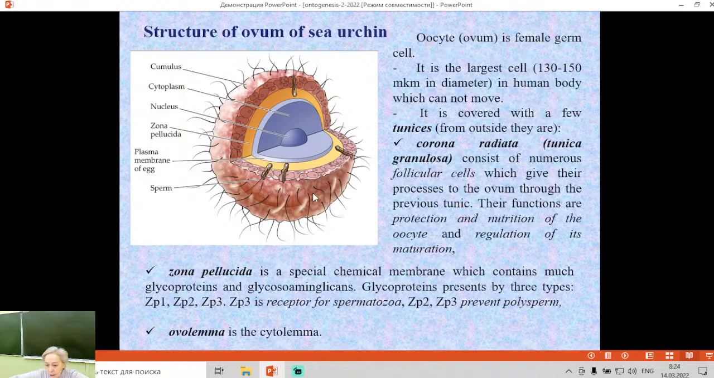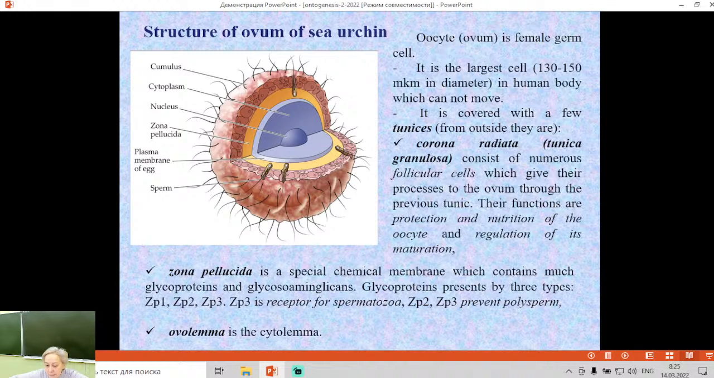The first tunic, corona radiata, purple on this slide. You see a lot of follicular cells in corona radiata. Corona radiata, tunica granulosa, consists of numerous follicular cells which give their processes to the ovum through the next tunic. Their functions are protection and nutrition of the oocyte and regulation of its maturation. Next layer, orange or yellow on this slide, zona pellucida.